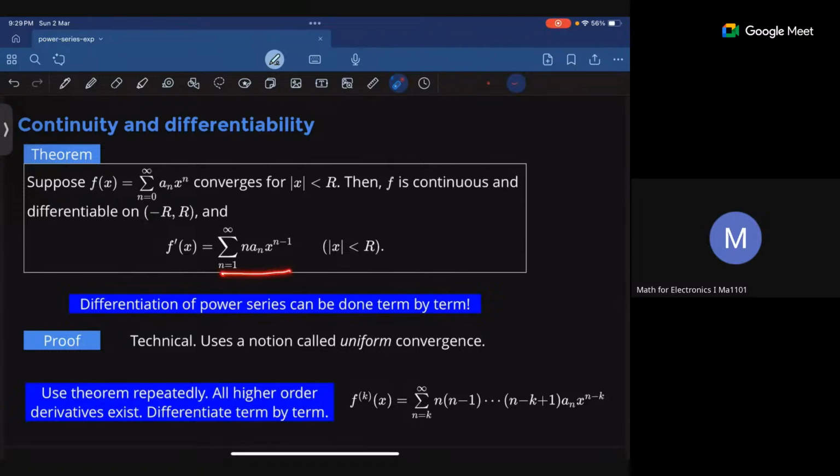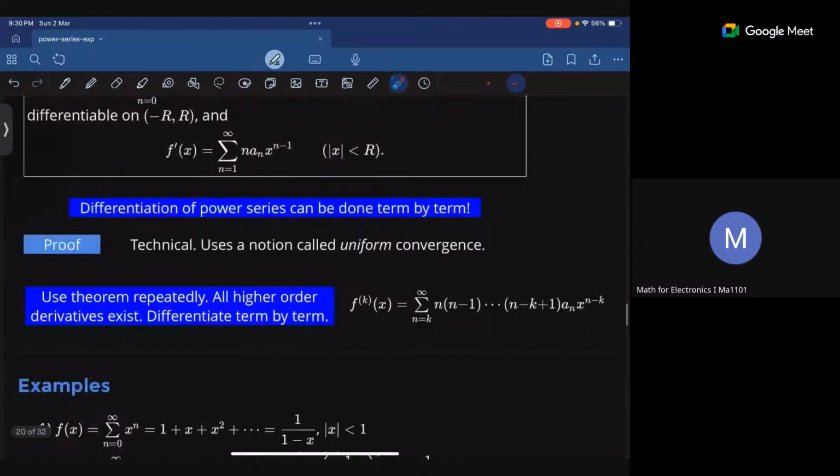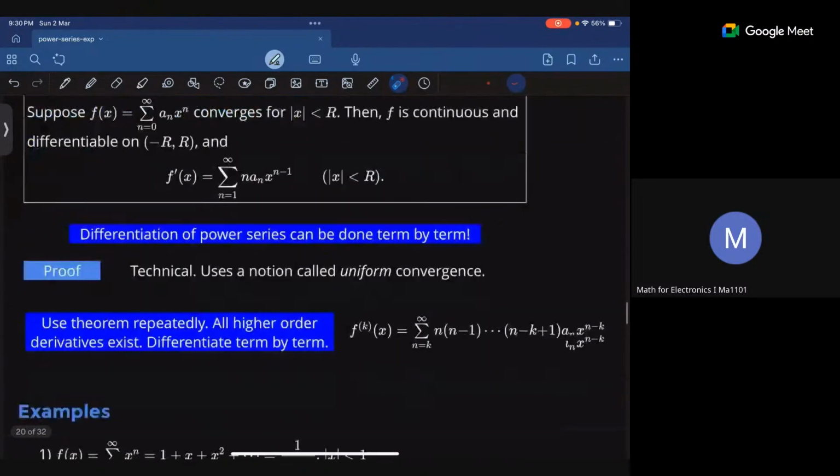So this is the first derivative. If you take the second derivative, you take the derivative of the derivative. So then it will become n into n minus 1 into an into x power n minus 2. Like that, if you take the kth derivative, now the nth term will look like this, n into n minus 1 into and so on, n minus k plus 1 into an x power n minus k. Okay, so you have taken k times derivative. So you'll have k terms here, right? So this will be the expression.